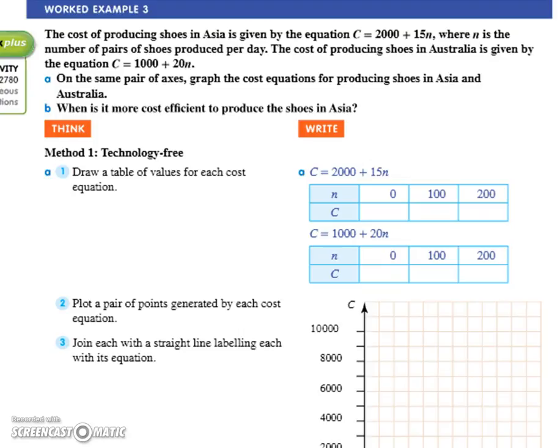What are we going to do? We've got a table of values there. What are you going to do? We're going to sit in silence and hope that someone answers the question.